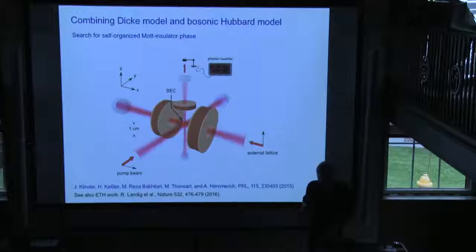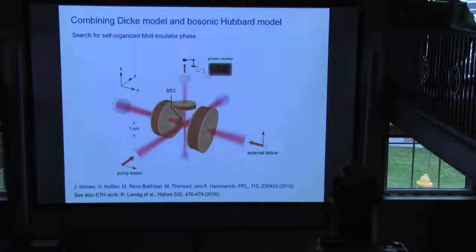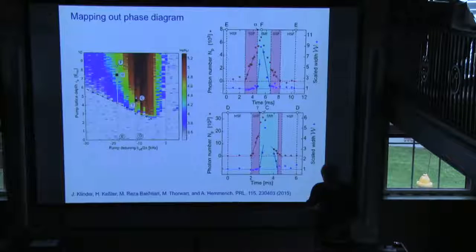We can also apply an external lattice in addition to the self-organized lattice, such that once the lattice in the cavity self-organizes, the outcome is a 3D lattice, which is deep enough such that a Mott insulator arises. And this is shown here.